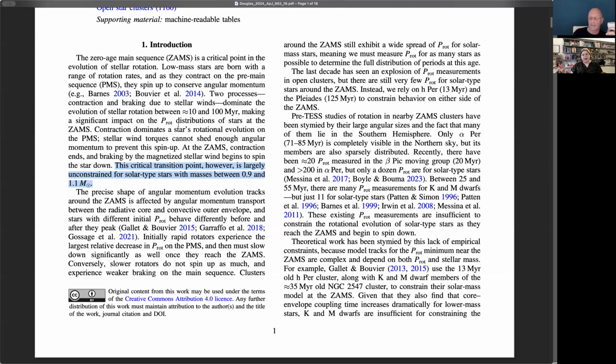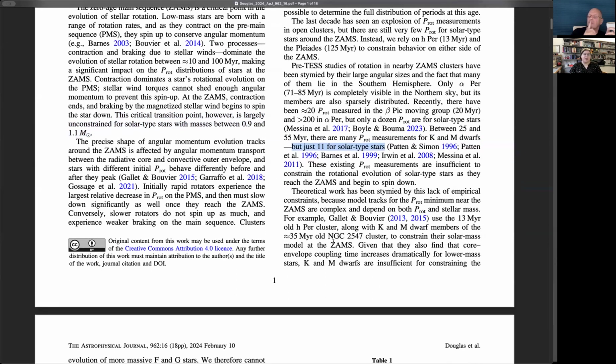There were plenty for K and M dwarfs from Jonathan Irwin's work, and then a smattering of the higher mass stars from a handful of other papers, mostly from the 90s and then a little bit in 2011. Okay, cool. So the goal here was that TESS has this huge field of view. It can capture lots of stars at once. And because these clusters are relatively nearby, they would be bright enough that at least for the sun-like stars we hoped we could get without too much blending and contamination from other nearby stars.